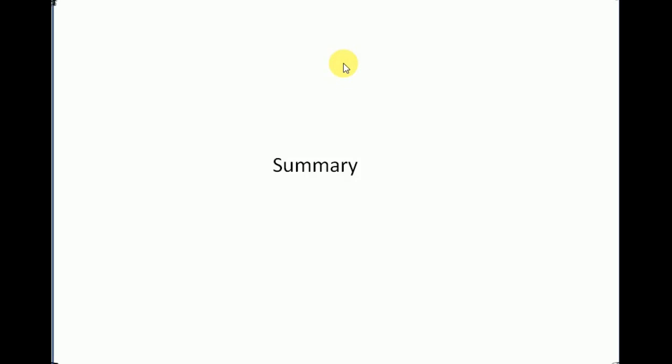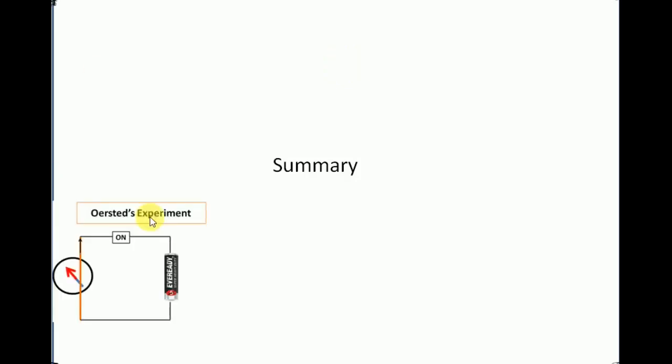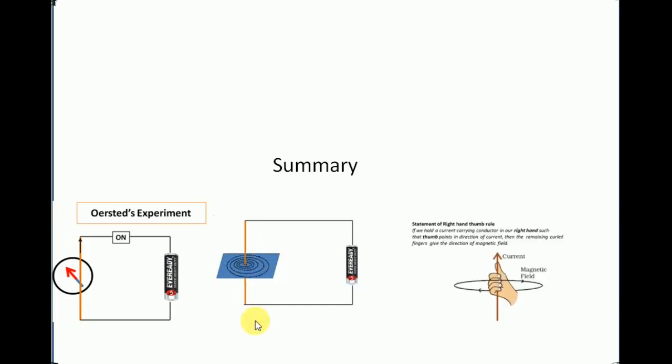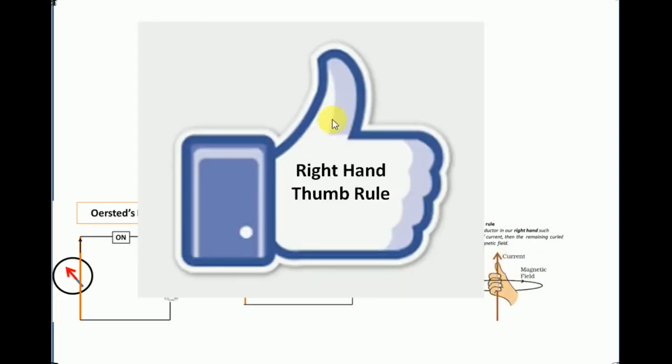So now let's summarize the video. So from Oersted experiment, we came to know a current carrying conductor produces magnetic field, and this effect is called magnetic effect of electric current, and the magnetic field lines of a straight conductor are concentric circles, and the direction of the magnetic field can be found out using the right hand thumb rule. So I think it's the end of the video.